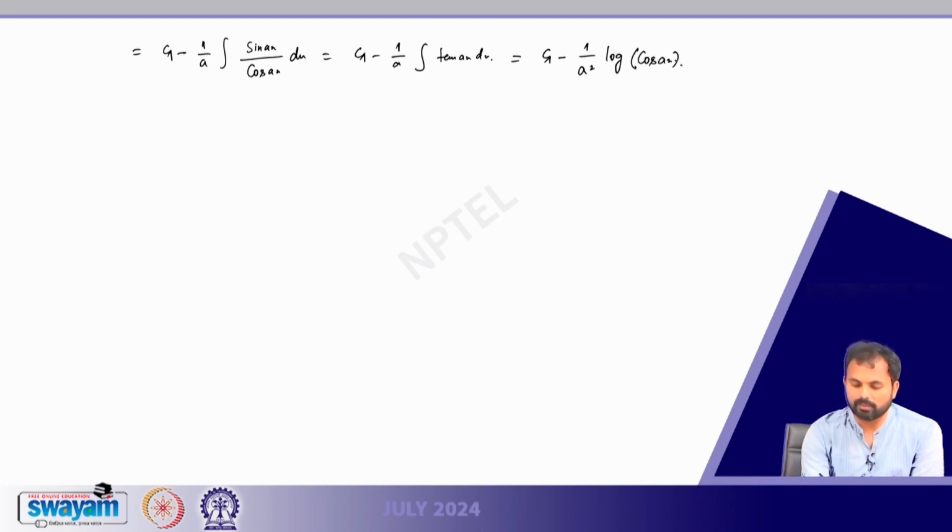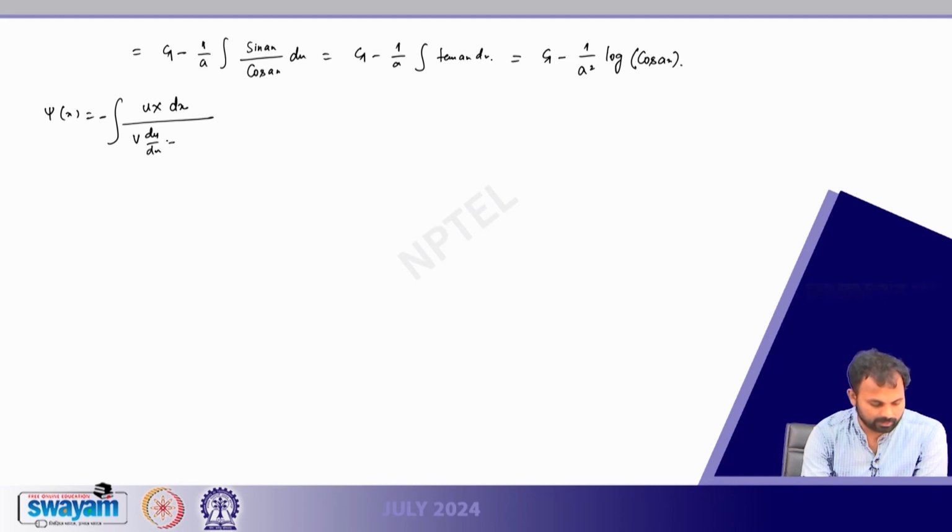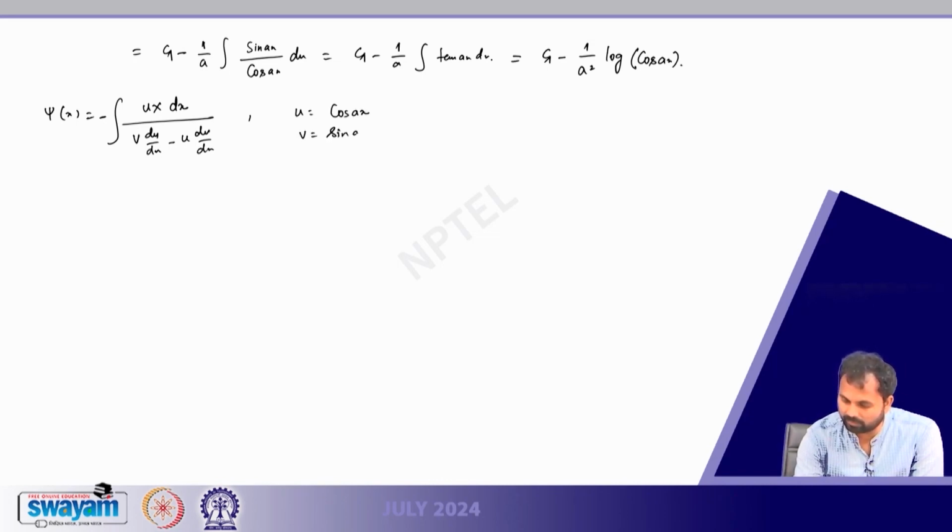So, we know our phi. Psi can also be determined in a similar fashion. So, the psi formula is, let me write it again and I will put the values of u and v correctly: minus integral of u capital X dx divided by v du dx minus u dv dx. Let me just write very briefly what u is, so that I do not make a mistake again, and v is sine of Ax. Okay, so this is plus C2.